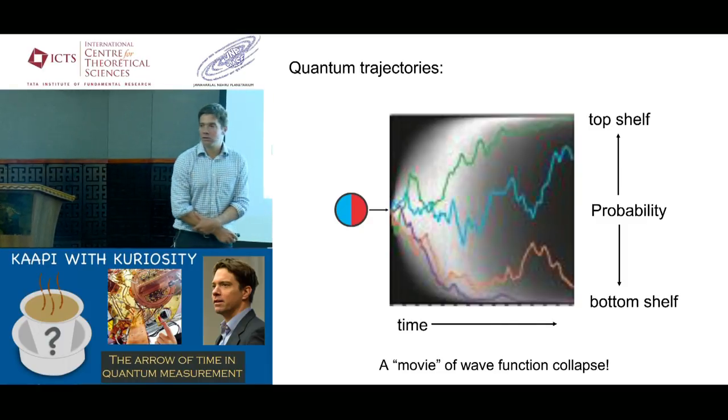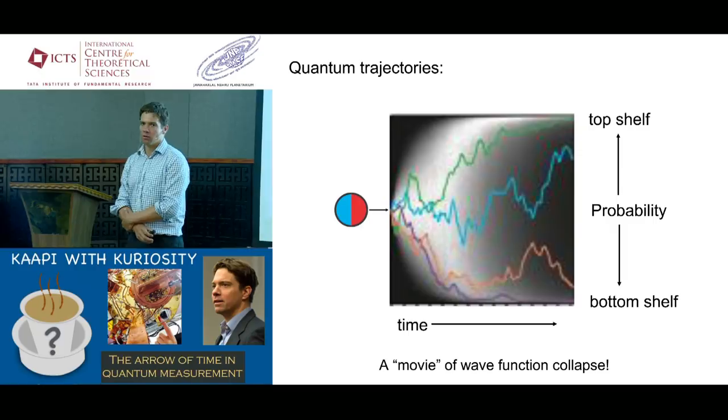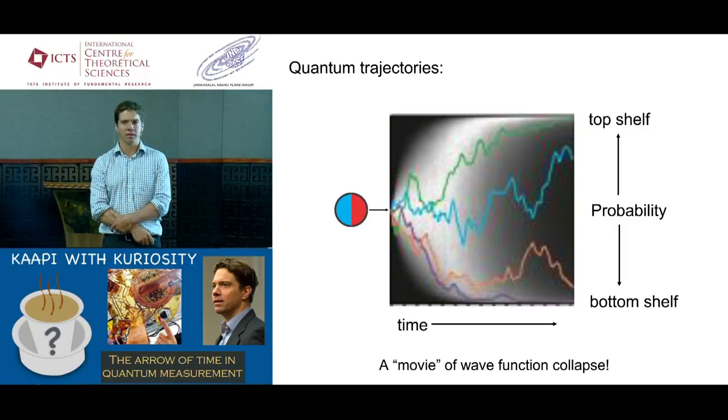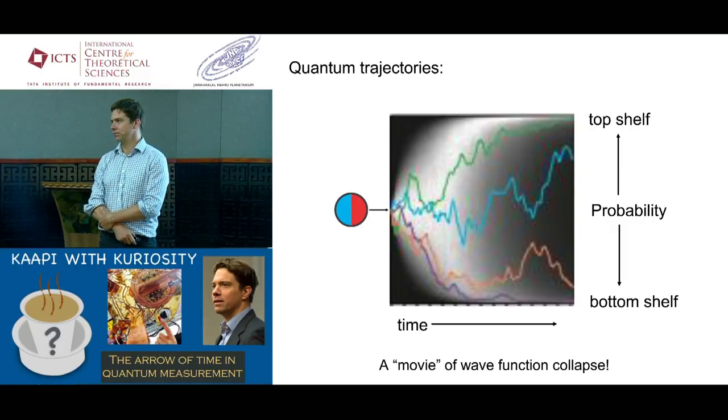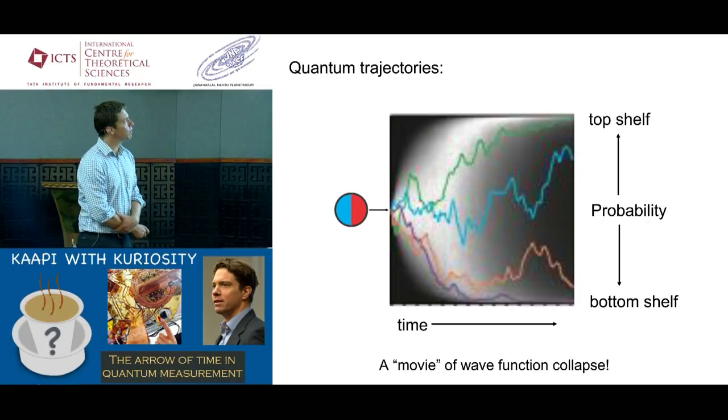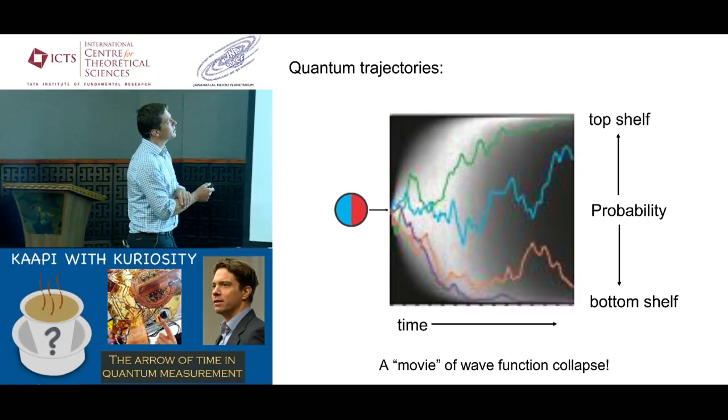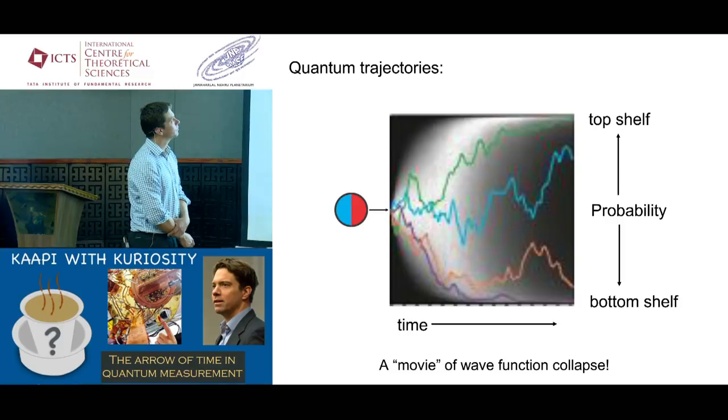Now, the purpose of this talk was not just to talk about wave function collapse, but to look at the arrow of time. So let's get back to that main task. The first thing I want to talk about is that we can see something called measurement reversal.